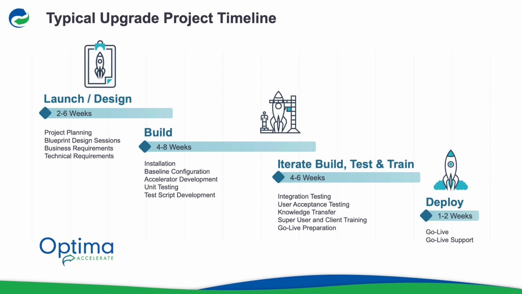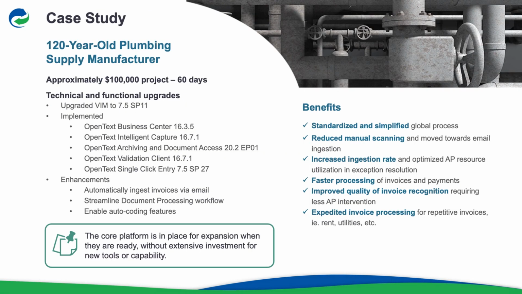Okay, after that is the iteration, build, and test and train phase, which is about 4 to 6 weeks. And the hallmark of that is really working closely with you to refine and to get your inputs, and then to put together a go live plan. And then of course, finally is the deployment plan, which usually only takes 1 to 2 weeks. Let's take a next look at how this plan is put in action with a success story.